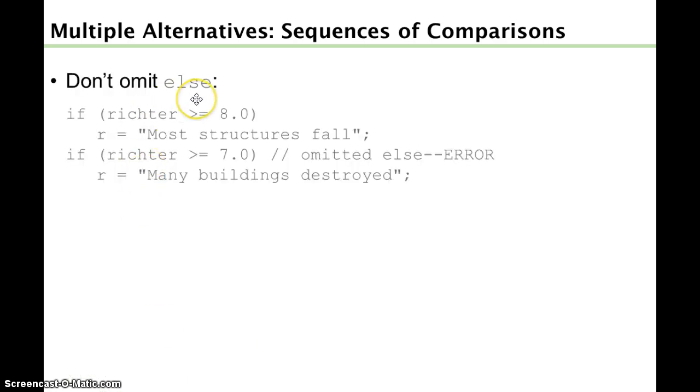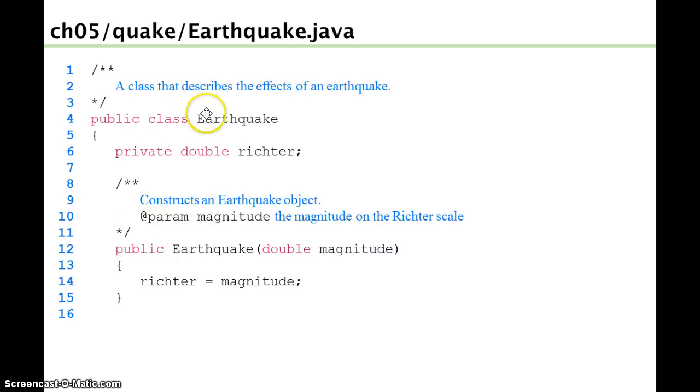Don't omit else when you're dealing with if-elseif blocks. So if you just say if Richter greater than or equal to 8, and then you have if Richter greater than or equal to 7, well, these are two separate if statements if you don't include the else in front of this if. Okay, if you want it to be all part of the same if-else block, you have to say if some condition, else if another condition, else if another condition, like that. Okay, so don't forget about the else.